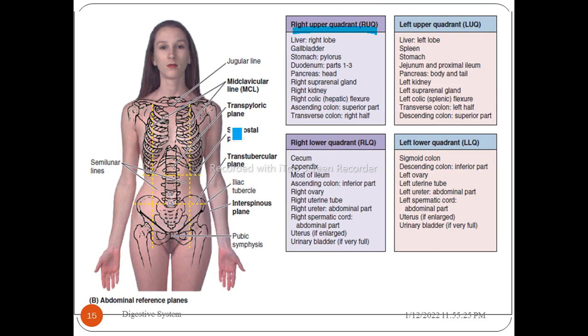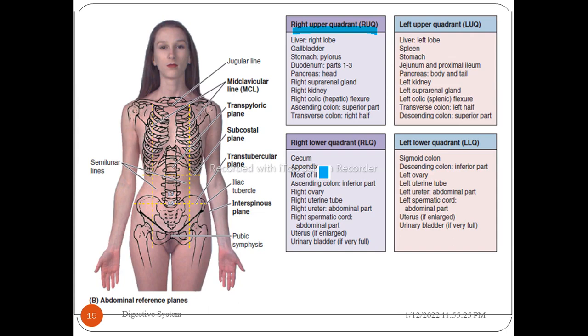In the right upper quadrant, we can find all these organs, for instance the right lobe of the liver, gallbladder, pylorus part of the stomach, duodenum parts 1 up to 3, head of the pancreas, right suprarenal gland, right kidney, right colic flexure or hepatic flexure, superior part of ascending colon, and right half of transverse colon. All these are considered right upper quadrant.